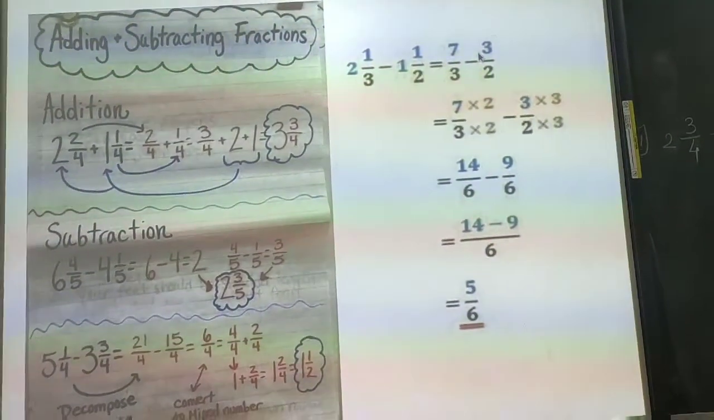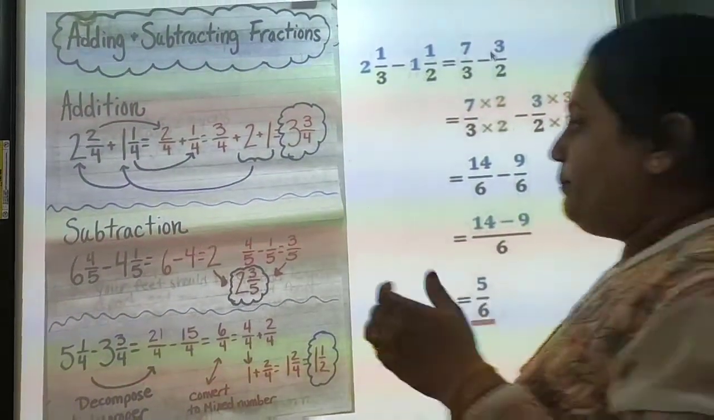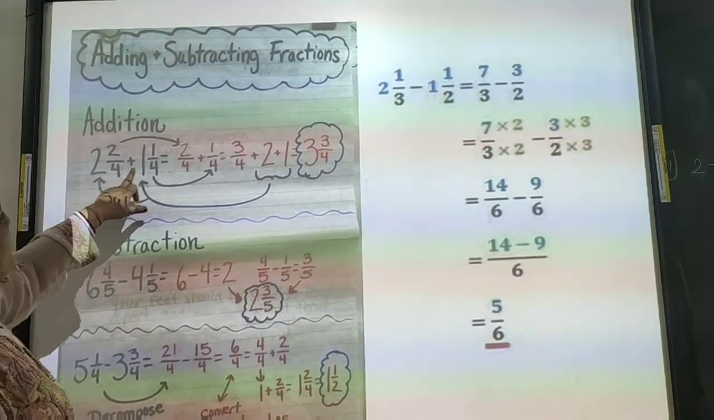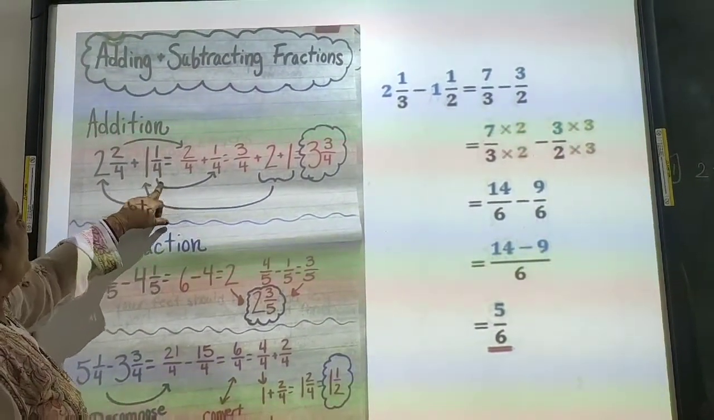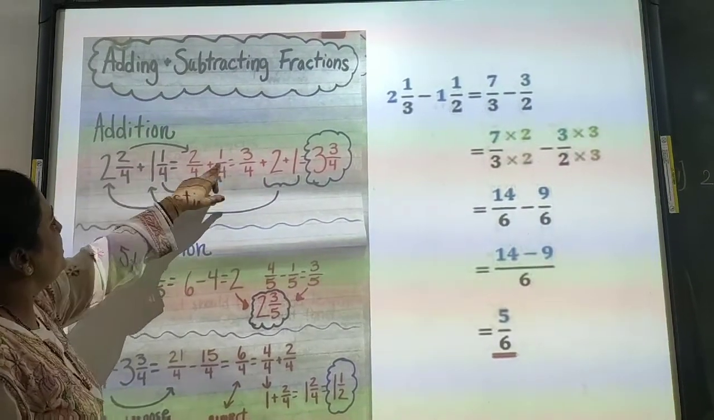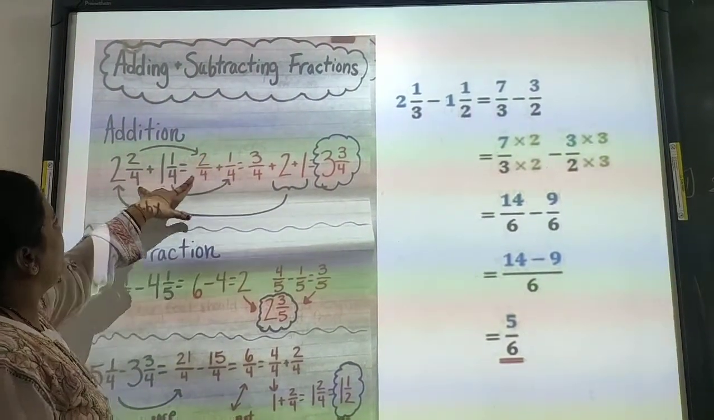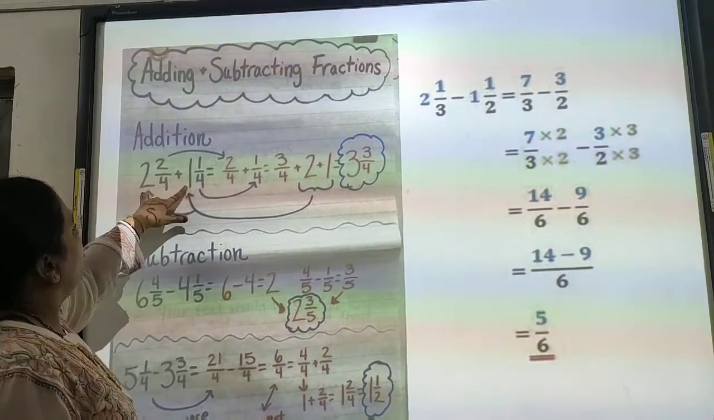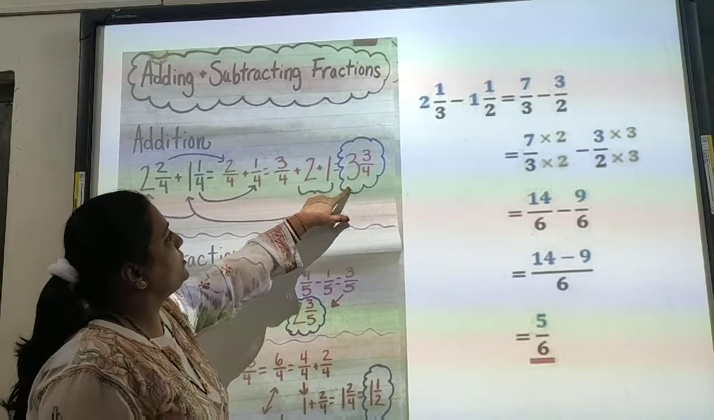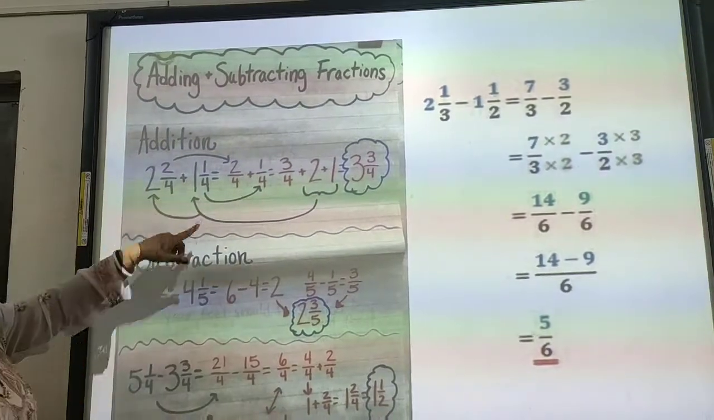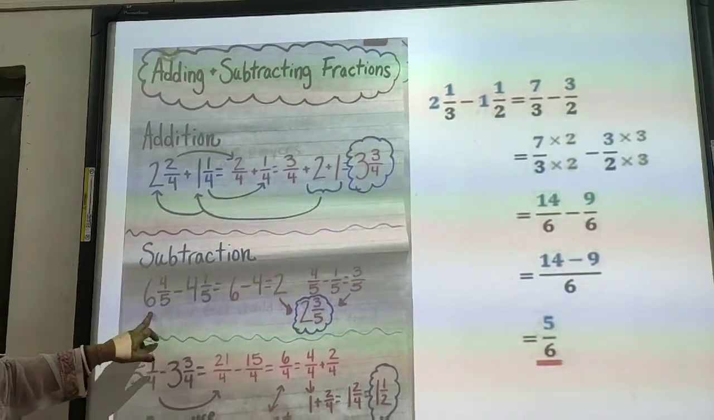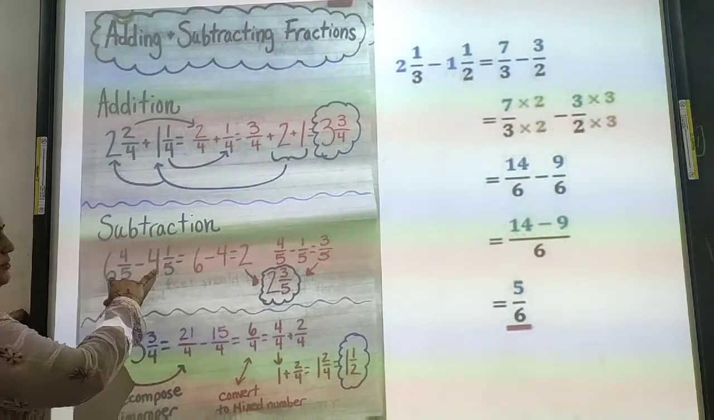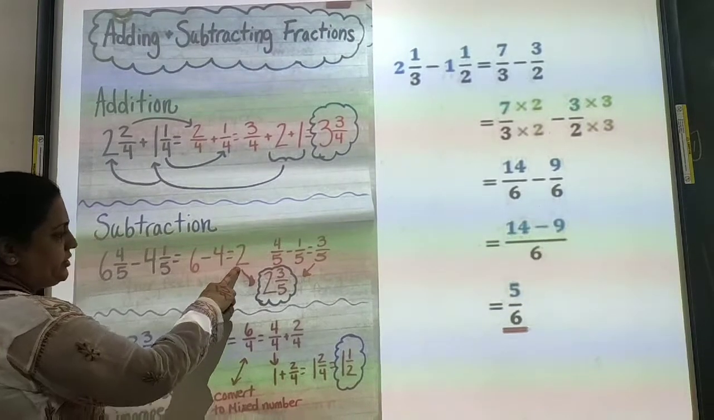See here one more example of addition and subtraction of mixed fractions. See here 2 2 by 4 plus 1 1 by 4. So here 2 by 4 plus 1 by 4 is equal to 3 by 4. First we have added the fractions, then we are adding the whole numbers: 2 plus 1 is equal to 3. So 3 by 4. So it is a very short method. Here subtraction is also the same: 6 4 by 5 minus 4 1 by 5. So 6 minus 4 for the whole numbers, the answer is 2.